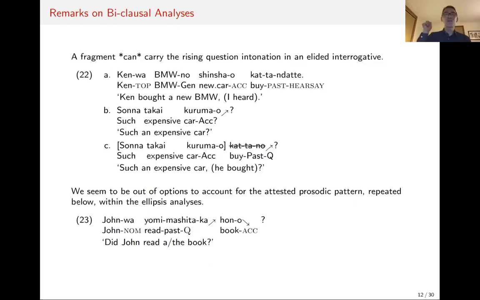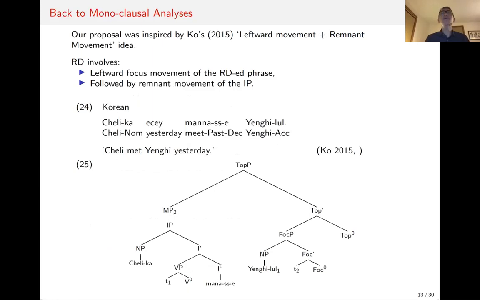So then why don't we have the expected prosodic pattern? What we would like to do is to derive 23: rising at the verb plus question marker, and falling and rising on the right dislocation. But we seem to be out of options to account for the attested prosodic pattern. Those are the reasons we think it's probably not a good idea to use a biclausal analysis. So our proposal was inspired by Heijun.